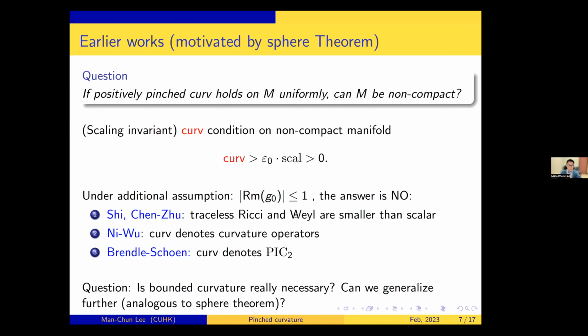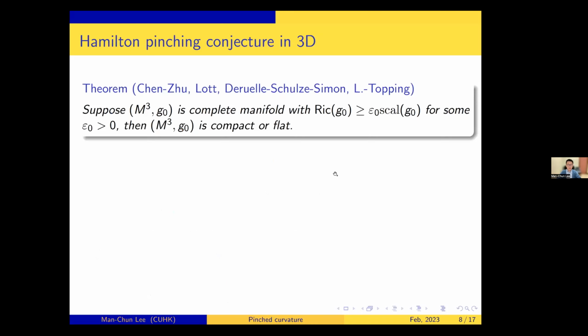Just like the sphere theorem, whatever sphere theorem works, we expect the same also works for long compact manifolds, up to a scaling invariant modification. When the dimension is three, we have the Hamilton sphere theorem, and this is a conjecture by Hamilton.